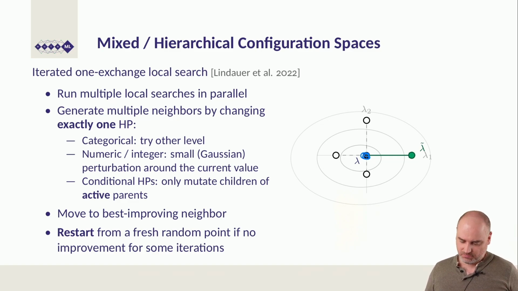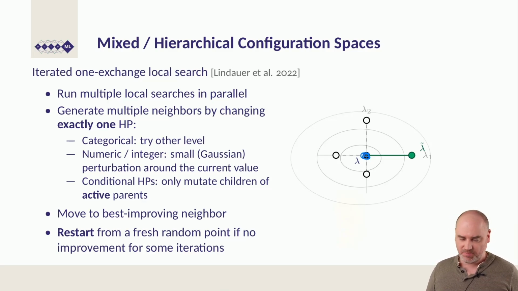We do this by looking at the data type of the hyperparameter that we are randomly choosing to change. It could be categorical, then we just randomly flip the categorical level. It could be a numeric or an integer parameter, then we perturb the current value by adding a little bit of Gaussian noise. And if this is an integer parameter, at the end we round to the nearest integer value.